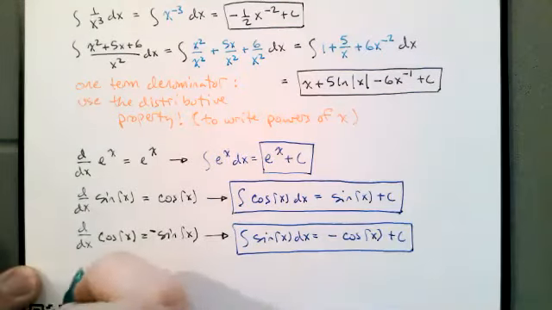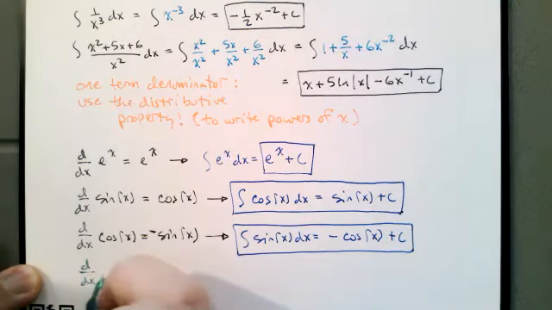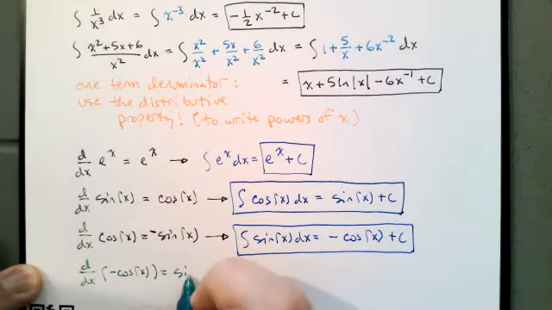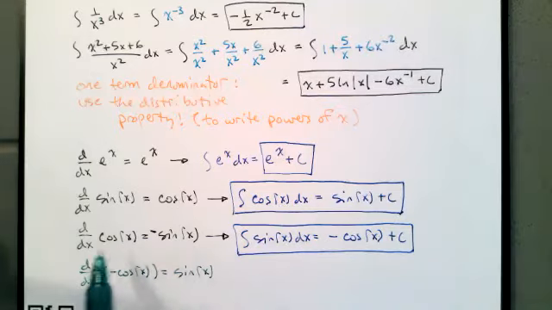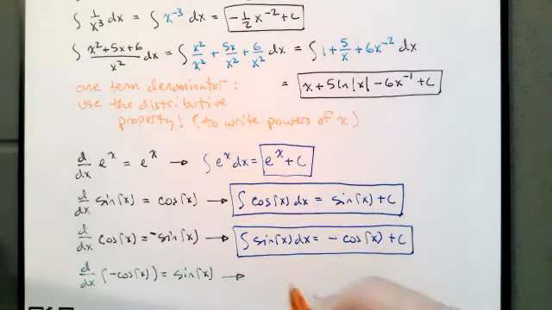If we're worried about that negative, remember that the derivative of negative cosine x is positive sine x. We can just take this equation and multiply everything by -1, and that multiplication goes right through the derivative because the derivative is a linear operator. So what this means is that if we integrate negative sine x, we'll end up with cosine x.